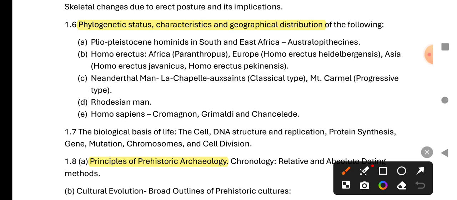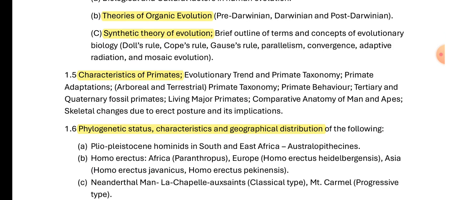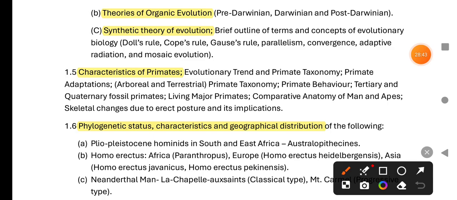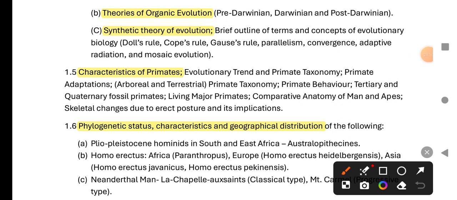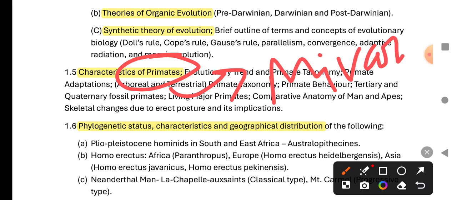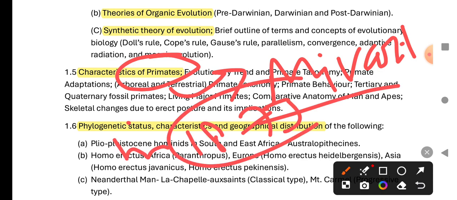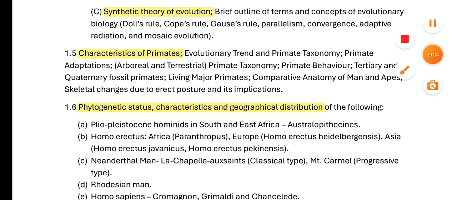Next we will study the primates: the various primate characteristics, and the evolutionary and primate taxonomy of the primates. The primate concept was given by the anthropologist Mivart in 1873. You should remember Mivart in 1873. This year is very important, you should learn it.